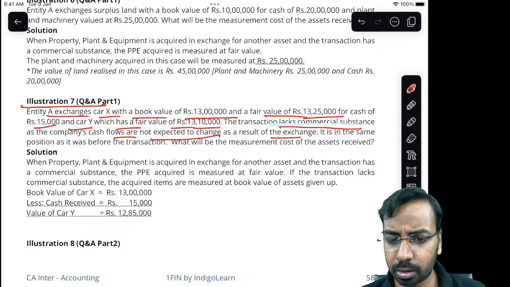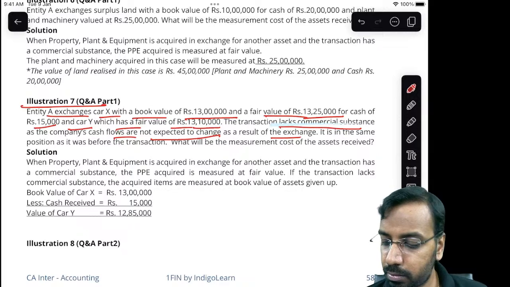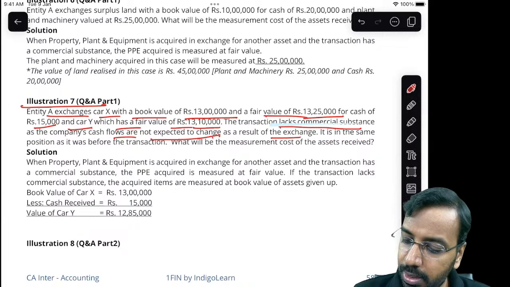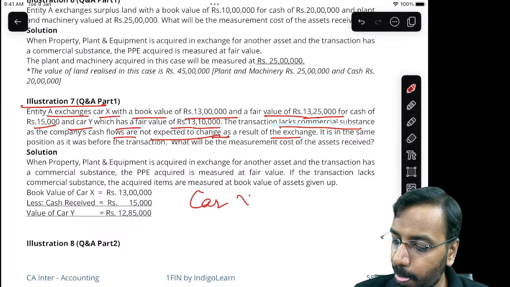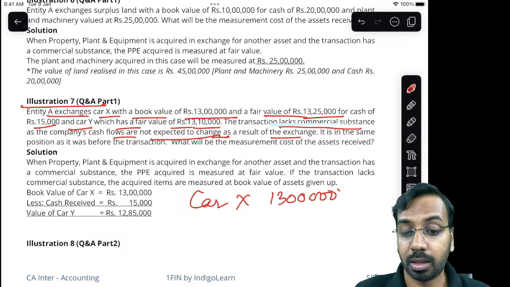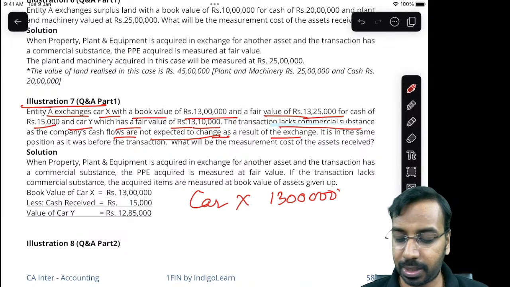So when cash flows are not expected to change, what you will do is, time is running out. If it is not expected to change, then what happens? You have given car X 13 lakhs. I will end at 5 and I'll continue whatever is left over of one or two standards. I'll schedule a date subsequently and I'll complete that. Don't worry.